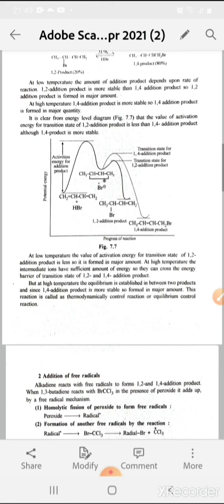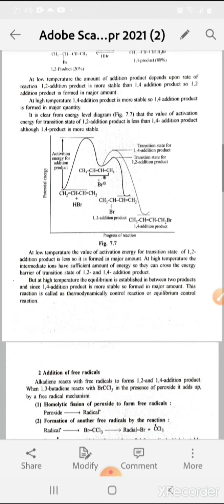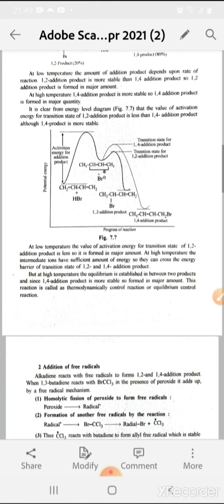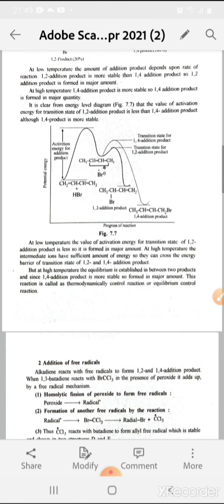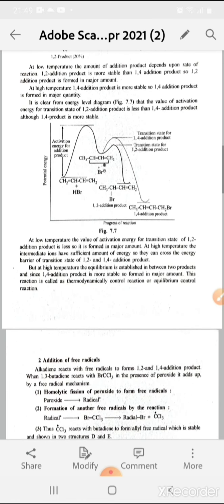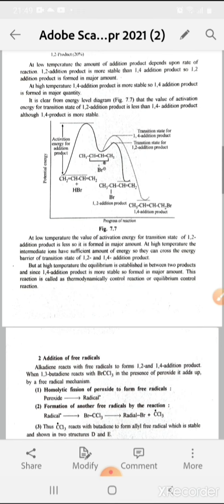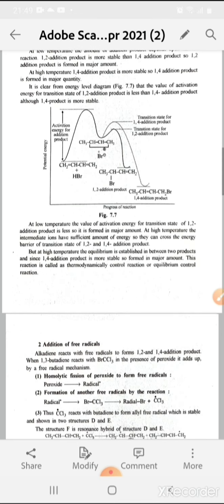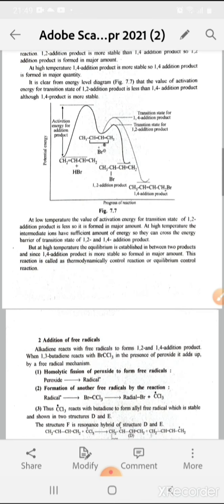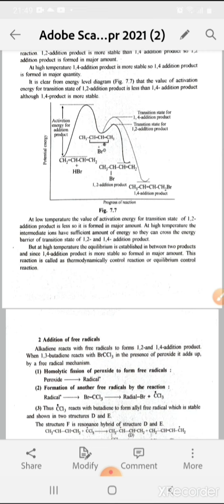1,2 addition product is formed faster, so 1,2 addition product is formed in major amount. At high temperature, 1,4 addition product is more stable, so 1,4 addition product is formed in major quantity. It is clear from the energy level diagram that the value of activation energy for transition state of 1,2 addition product is less than 1,4 addition product, although 1,4 product is more stable.